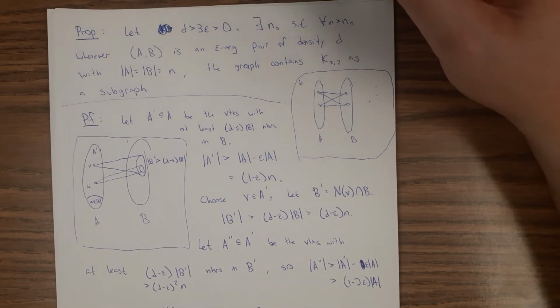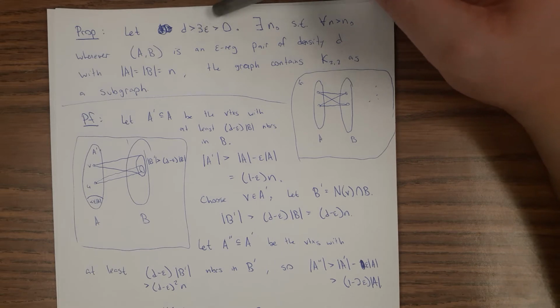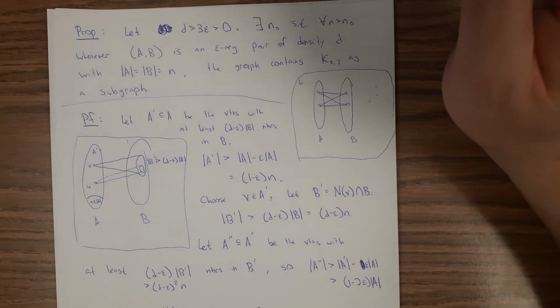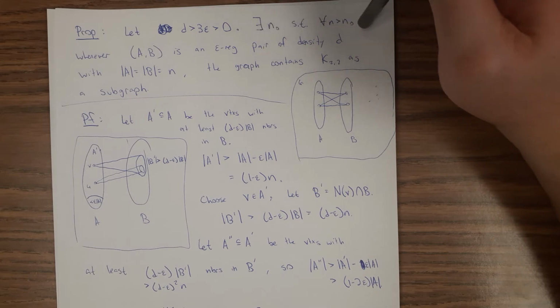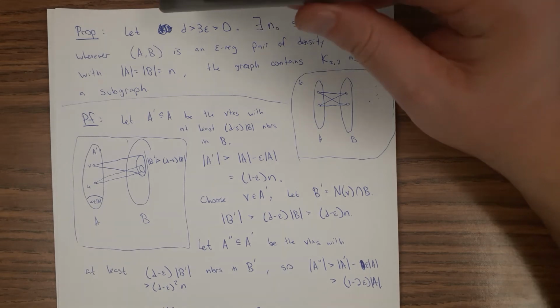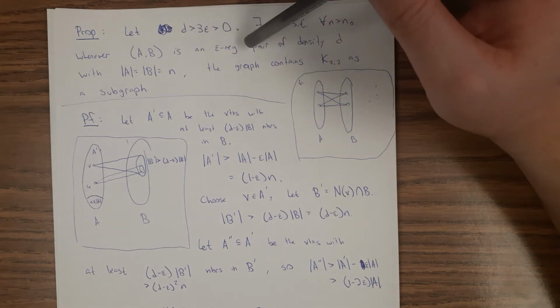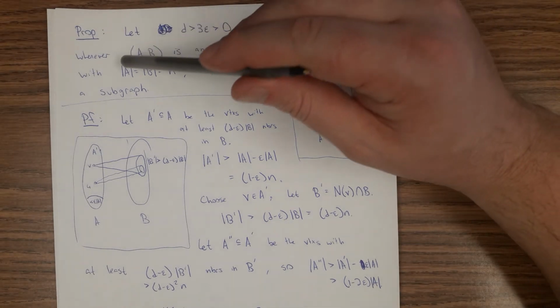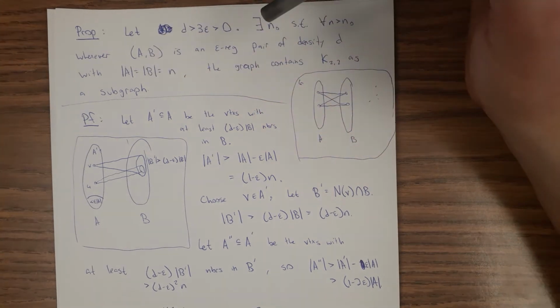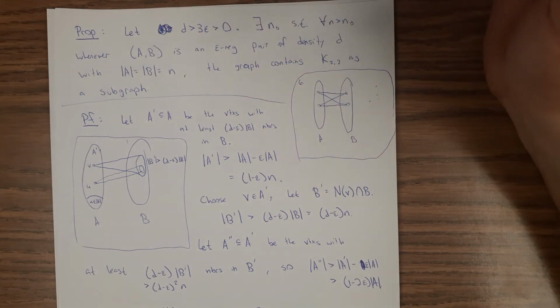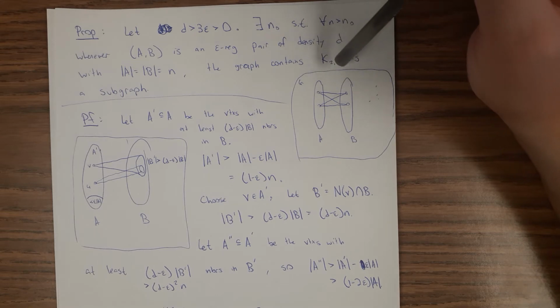Let d be greater than 3 epsilon, and epsilon a positive number. Then for sufficiently large n, whenever (A, B) is an epsilon regular pair of density d with A and B both of size n, the graph contains K_{2,2} as a subgraph. Right, I said we were going to use this to find subgraphs, and for some reason I'm picking on K_{2,2}. I'd like to talk about how to find K_{2,2} as a subgraph in various things.